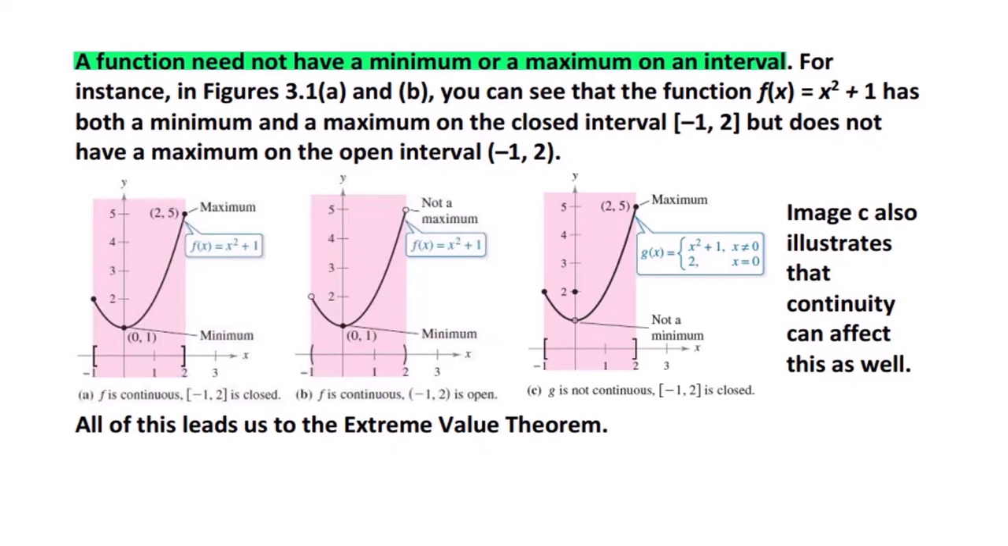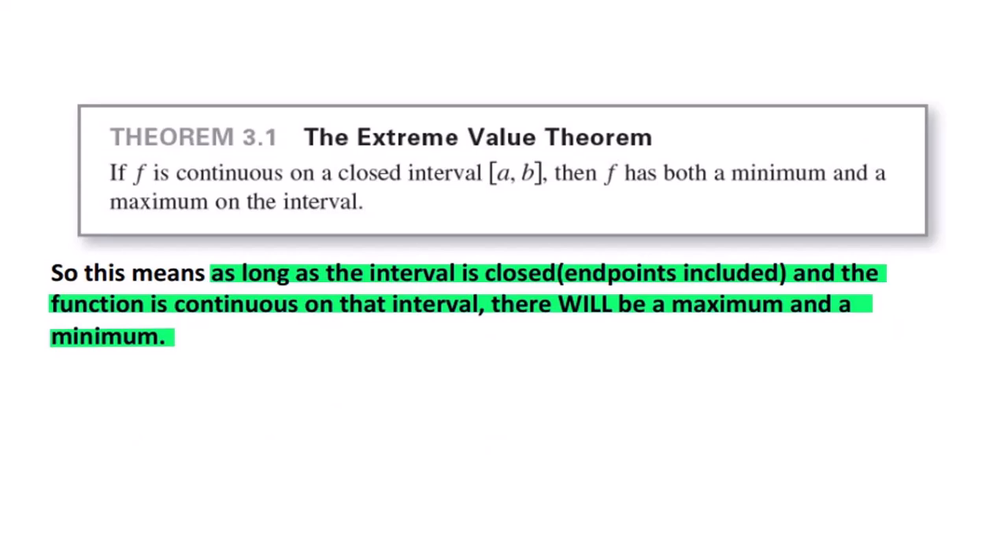For figure 3.1c, where x is 0, there's an open dot, and then the function is defined to be 2 at that point. What does that mean? Well, it means the function is not continuous at x equals 0, so there's not a minimum at that point where x is 0. But there is a maximum where x is 2. The extreme value theorem ties these examples together. Look at what the extreme value theorem is saying. As long as function f is continuous and we're talking about a closed interval, that means the endpoints have colored dots, then function f has both a minimum and a maximum on that interval.